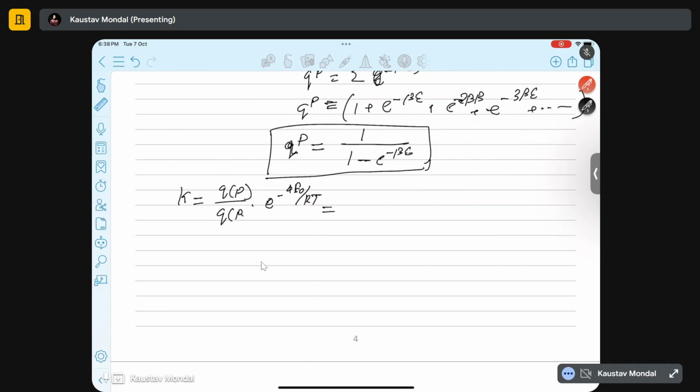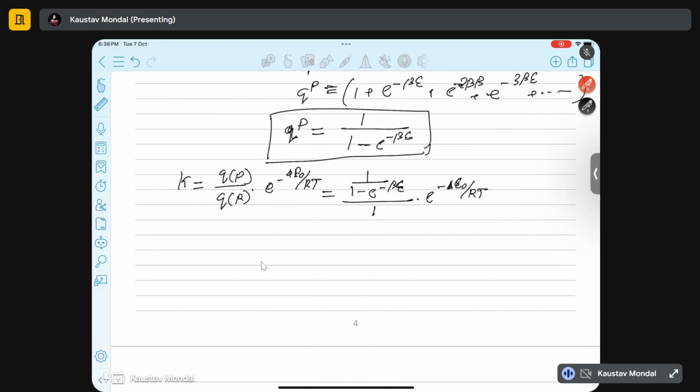So QP is basically 1 by 1 minus e to the power minus beta E, and QR is 1, times e to the power minus delta E0 by RT. So now K would look like this. If you do the series expansion of e to the power minus beta E, it will look like 1 minus beta E plus higher terms, and the 1 is absorbed into this whole expression, times e to the power minus delta E0 by RT.